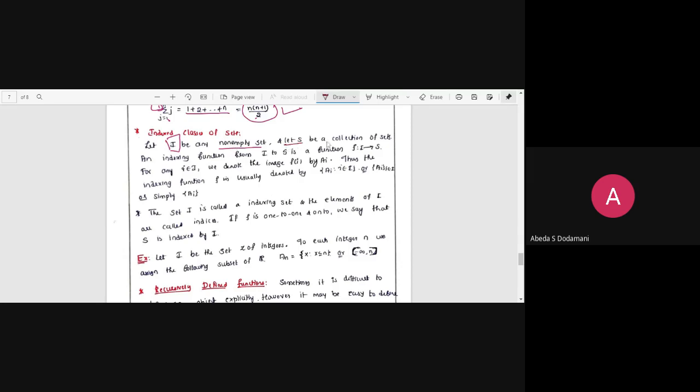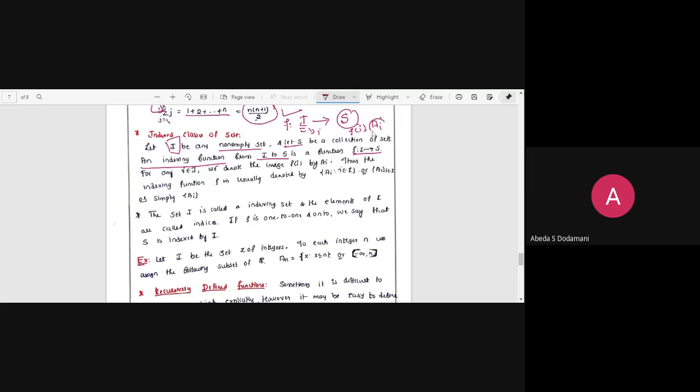Then let S be the collection of sets and an indexing function from I to S. So there is a non-empty set I, and there is a collection of sets S. I have a function f from this set I to S, such that for any i belonging to I, we denote the image, that is f of i, by A_i.